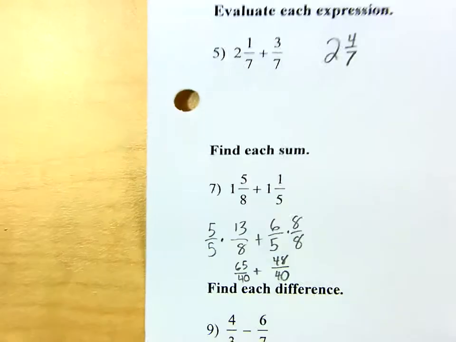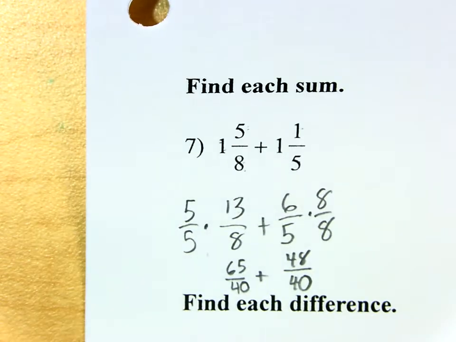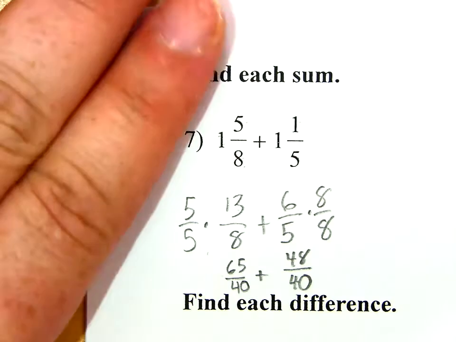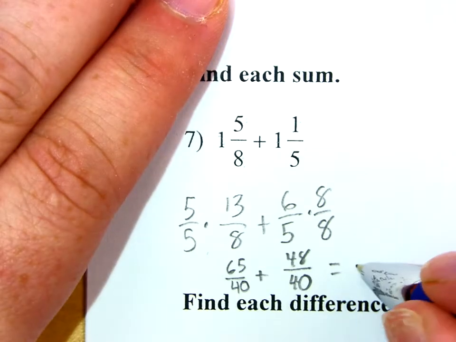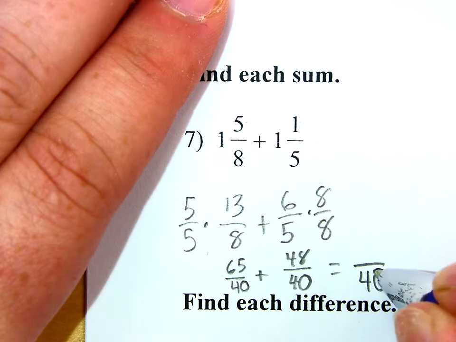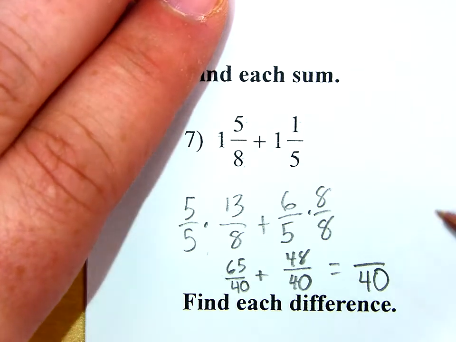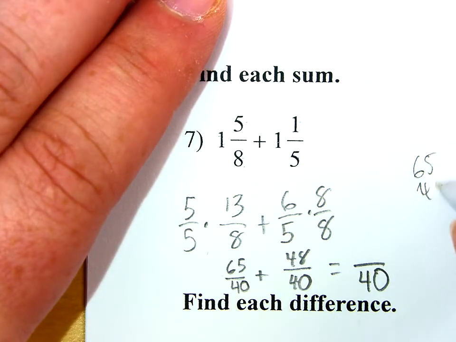Now I have common denominators, 65 40ths and 48 40ths. So now what do I do? I just add the tops, right? And I'm going to keep it over 40. So 65 and 48, real quick, add those together. That's 113.